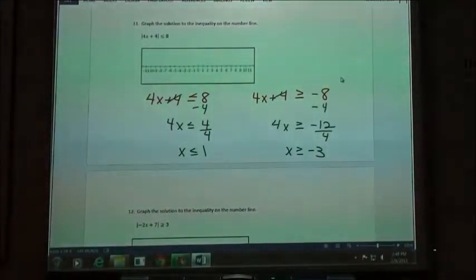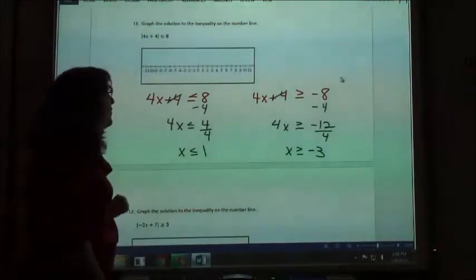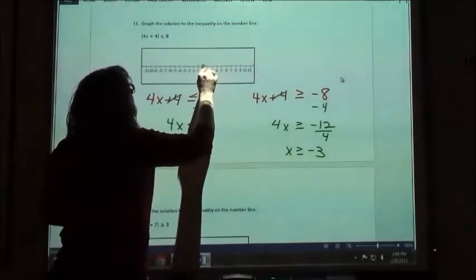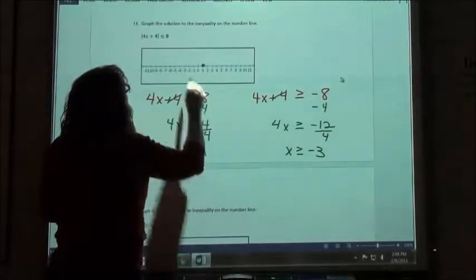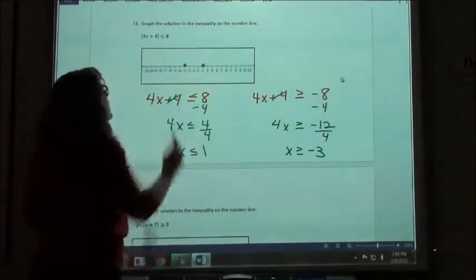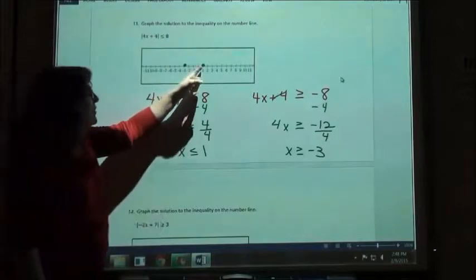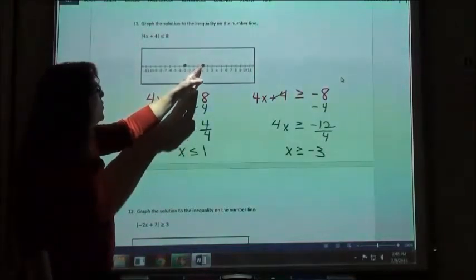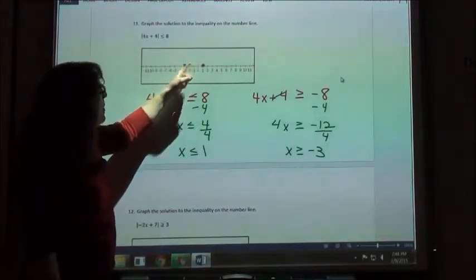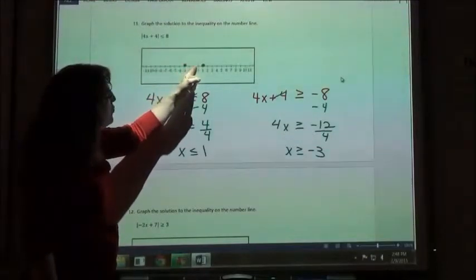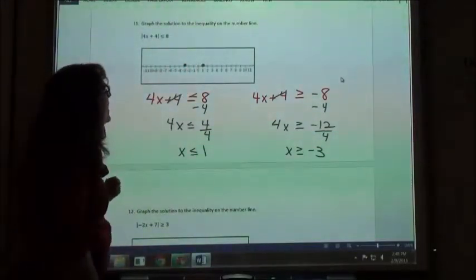Looking at our end marks, we have the less than or equal to. Since we have the equal to, we use the filled in circle. So we have a filled in circle at 1. We have a filled in circle at negative 3. We are less than the 1, so we're on the left side of the 1, but we're greater than the negative 3, so we're on the right side of the negative 3.